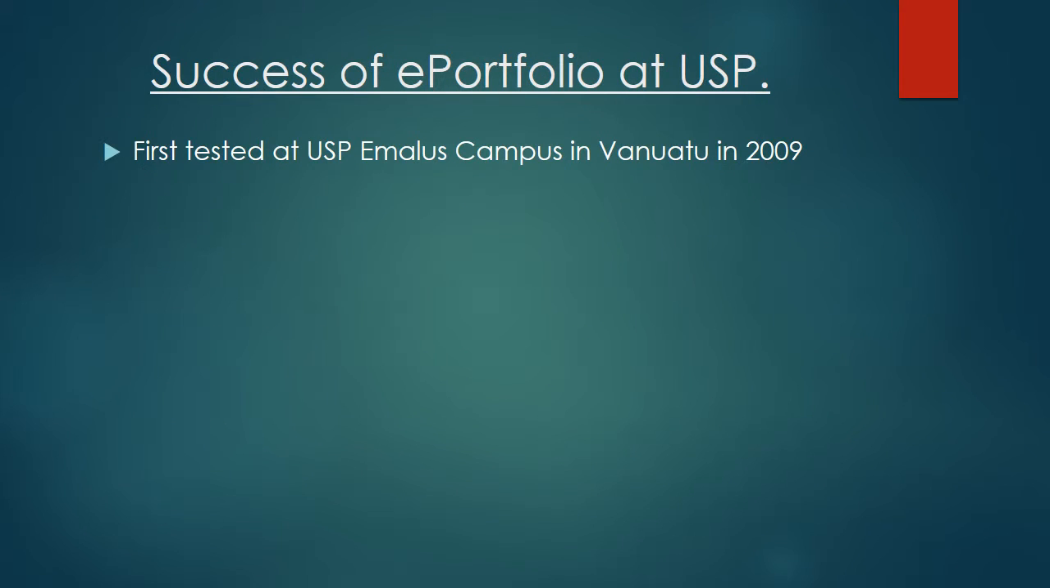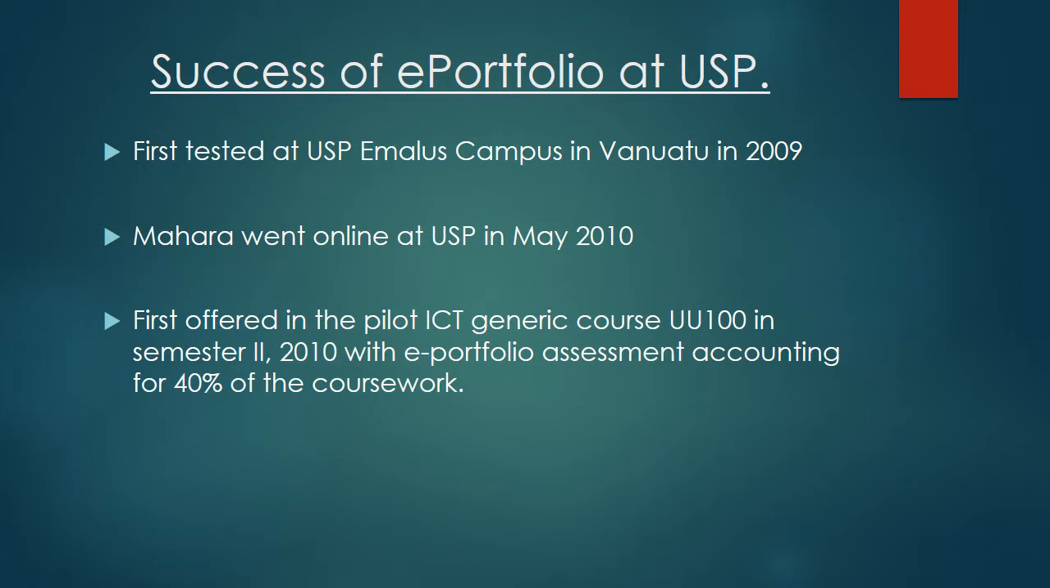And just its success at USP. Firstly, it was tested at a server at Alafua campus in Vanuatu in 2009, and officially it went online in May in preparation for UU 100, which was a pilot course offered in the year 2010. And UU 100, as we all know, is an ICT generic course where all students entering the USP system are required to undergo this course and develop an ePortfolio profile, which is used as both a formative and a summative assessment, and it accounts for 40% of the coursework, which is quite significant.